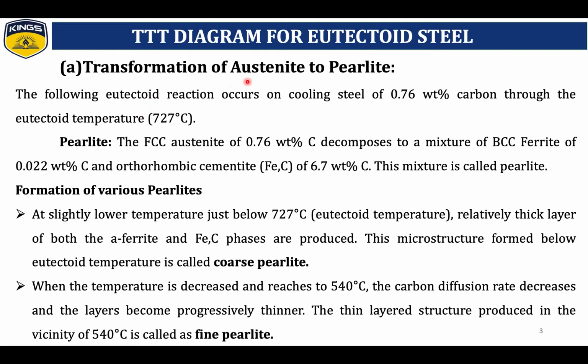So, the transformation of austenite to pearlite. This eutectoid reaction occurs on cooling steel of 0.76 weight percentage carbon through the eutectoid temperature of 727 degrees Celsius. So, that is the pearlite stage. The face-centered crystal structure of austenite of 0.76 weight percentage carbon decomposes to a mixture of BCC ferrite of 0.022 weight percentage of carbon and orthorhombic cementite of 6.7 weight percentage of carbon. So this mixture is called pearlite.